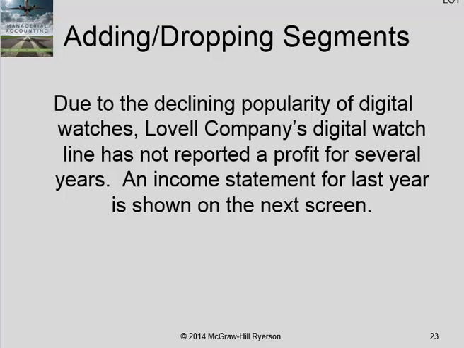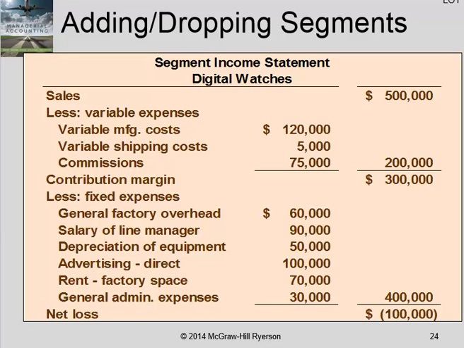So let's take a look at the Lovell Company's digital watch line. It hasn't reported a profit for several years. We've got an income statement right here, and as you can see, it shows a net loss of $100,000. And as we go through here, we've got variable cost, commission, contribution margin, all that good stuff. General factory overhead. Wonder what that is. And so on. Depreciation of equipment.